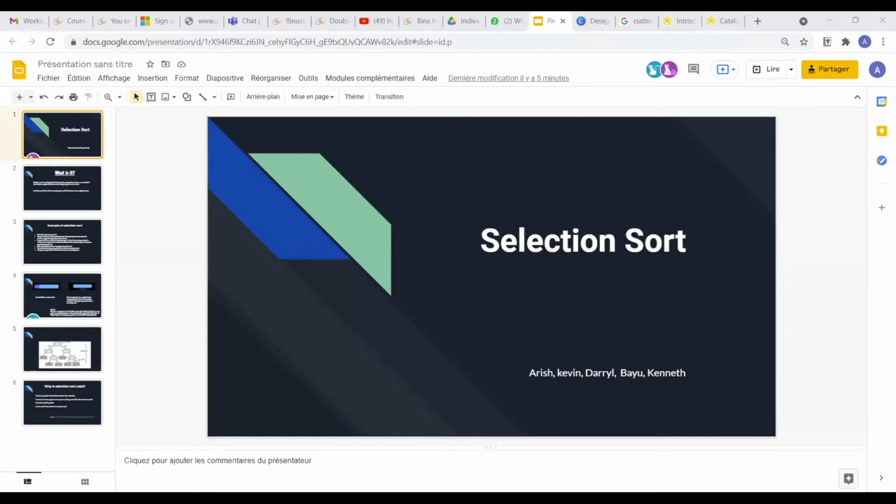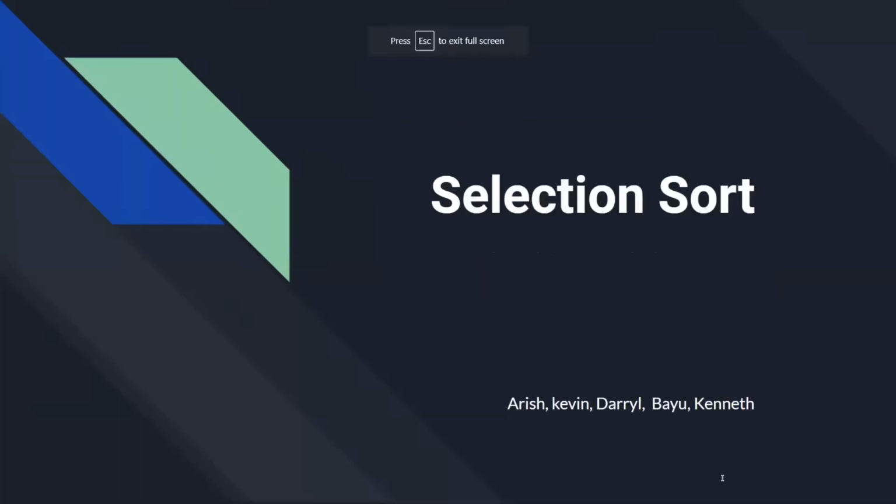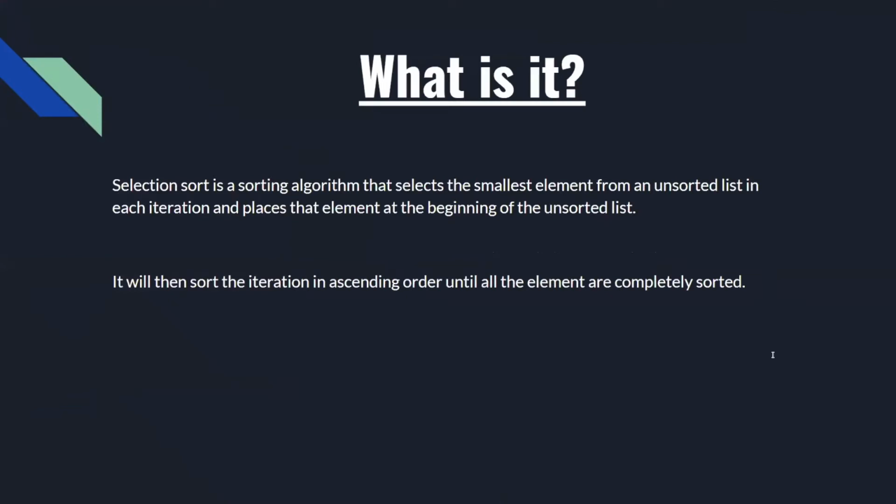Yes, hello. This is our group, FL2. Our group is going to talk about selection sort. Our group consists of Arish, Kevin, Daryl, me, Bayu, and Kenneth. Okay, let my colleague define it. So what is it?